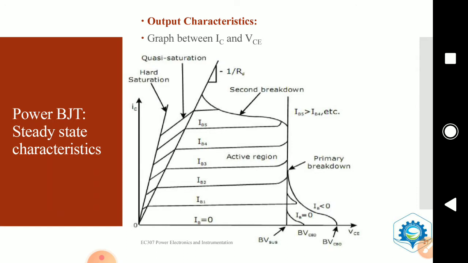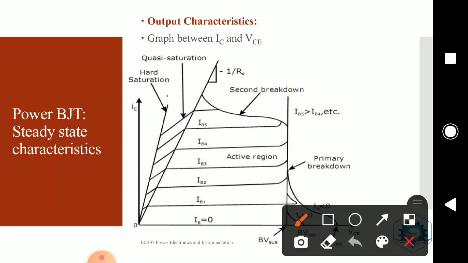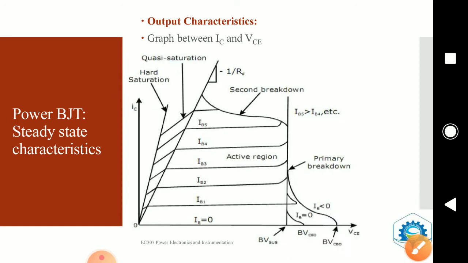In the normal BJT, you have only three particular regions: the saturation region, active region and the cutoff region. But over here, we have four regions. The cutoff region is the usual cutoff region of the transistor. The active region is also the same. But the saturation region of the characteristic is divided into two: you have the hard saturation and you also have the quasi-saturation. We can briefly go through each of the particular regions.